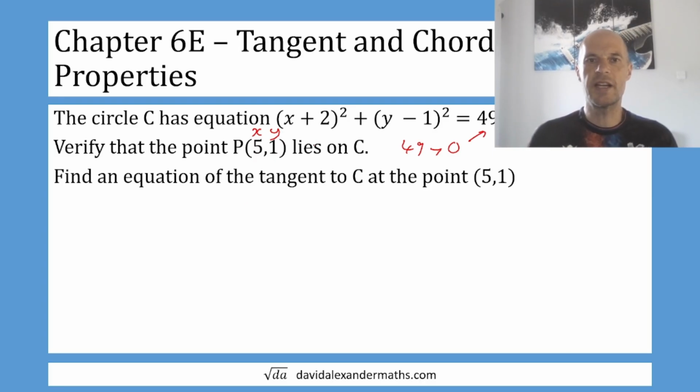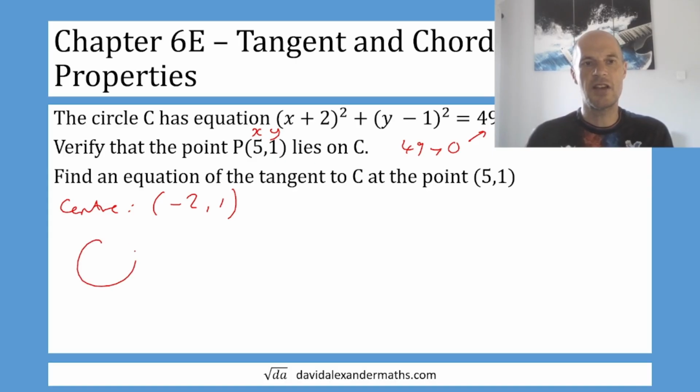So first of all, we need to remember a couple of things. We need to remember that we can work out the centre of the circle from the equation. Well, that's nice and easy. The coordinates of the centre are -2, +1. And we need to remember that if I can work out the gradient of the radius, then the gradient of the tangent is the negative reciprocal, since they are perpendicular to each other.